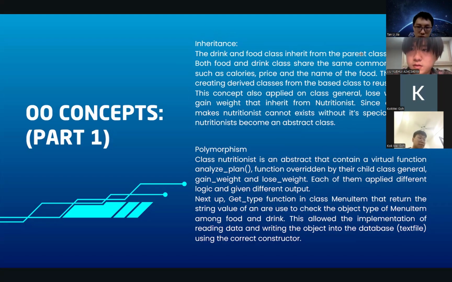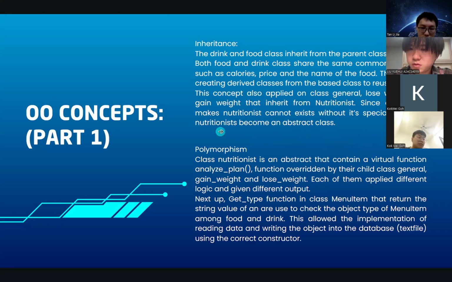The drink and food classes inherit from the parent class menu item, and also the nutritionist class, and the other classes like general, lose weight, and gain weight inherit from the nutritionist. Since our design makes nutritionist unable to exist without these specialists, it becomes an abstract class.